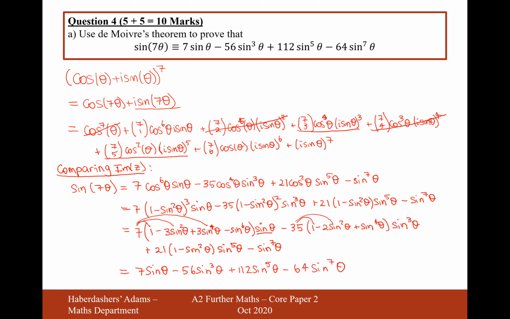And there we are, that's our expression that we're looking to prove it's equal to. So there we are, so sine 7 theta equals this expression here. So there we are, that's part A.